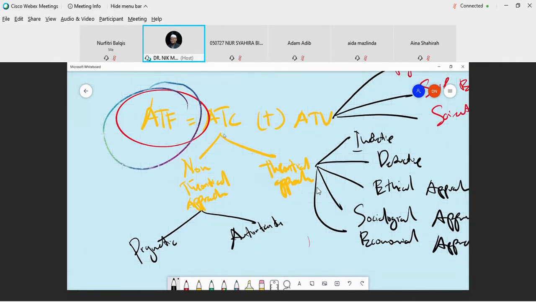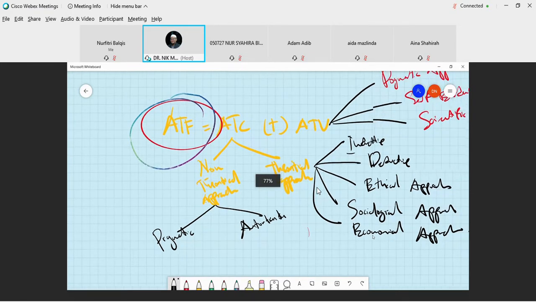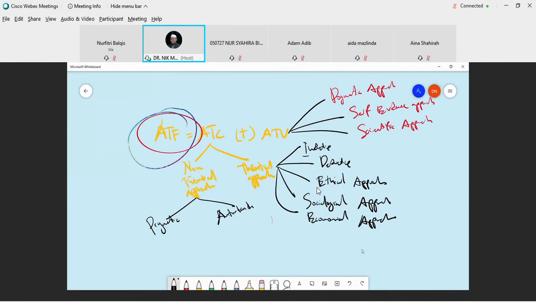Okay, actually for accounting theory, I hope you don't mind if I'm using my sketch from before. Talking about accounting theory formulation, it must always combine accounting theory construction and accounting theory verification. Under accounting theory construction, you must have a non-theoretical approach to be discussed and a theoretical approach. And what is the non-theoretical approach? Under the non-theoretical approach, it must have a pragmatic approach and authoritarian approach.